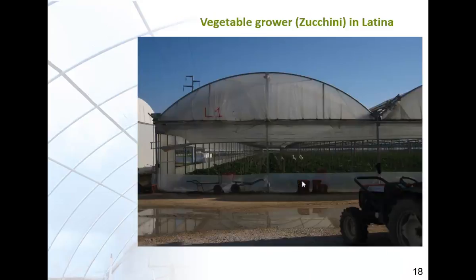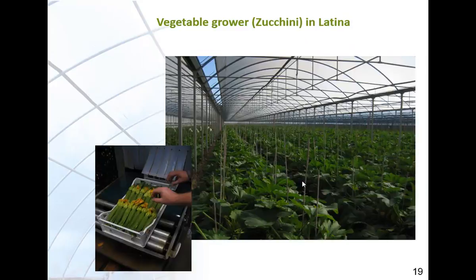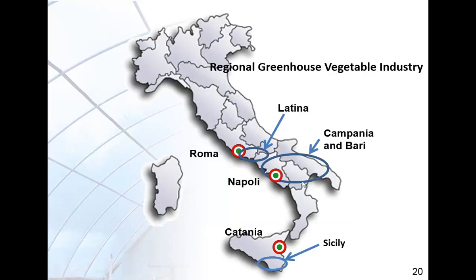A zucchini grower, also with a low-tech greenhouse, single layer poly, gutter connected, not very tall to the gutter, maybe only 2.5 meters. The zucchini grown in the soil within the greenhouse, and the product shown beautiful on the lower left. The regions of Italy include those south of Rome, primarily Latina province, Campania and Bari provinces, and then the island of Sicily.